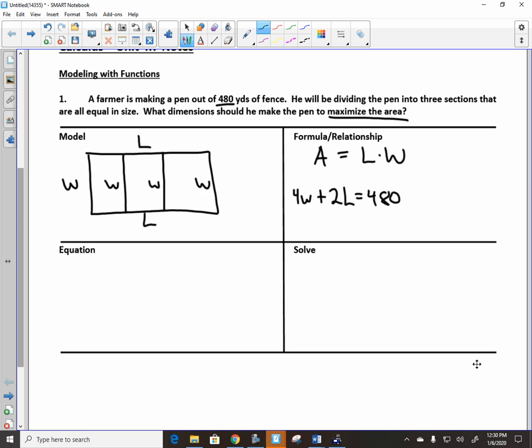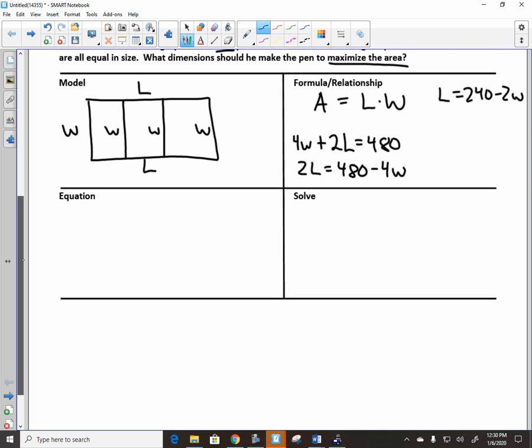So I would like to solve either for L equals or W equals. I would prefer the L equals personally. So 2L is equal to 480 minus 4W. Divide by 2, L is 240 minus 2W. Is everybody good there? So here we have it. If I take this and I plug it in right there, I get area is width times 240 minus 2W.